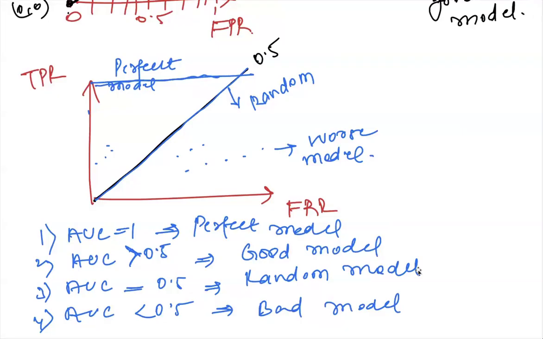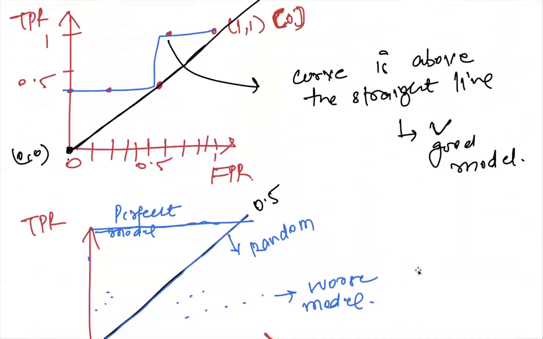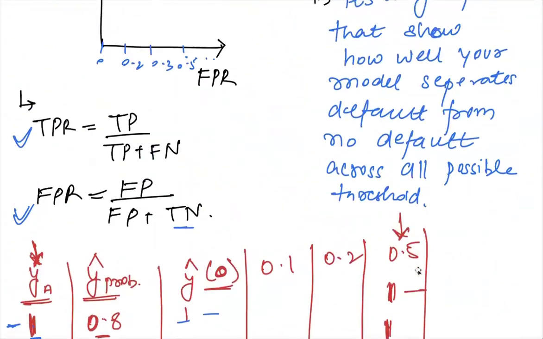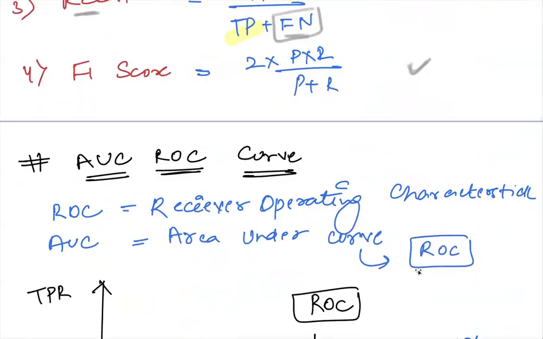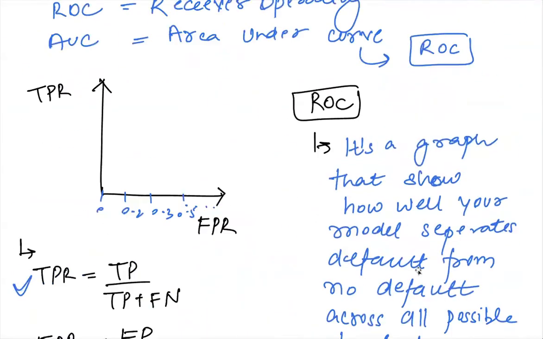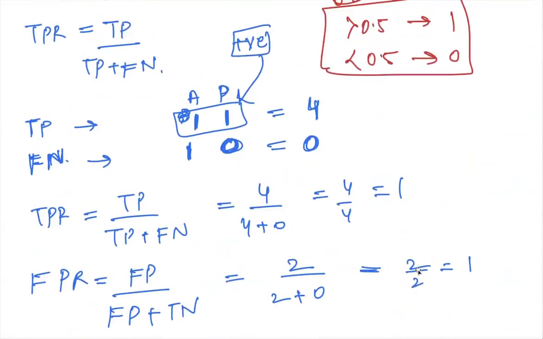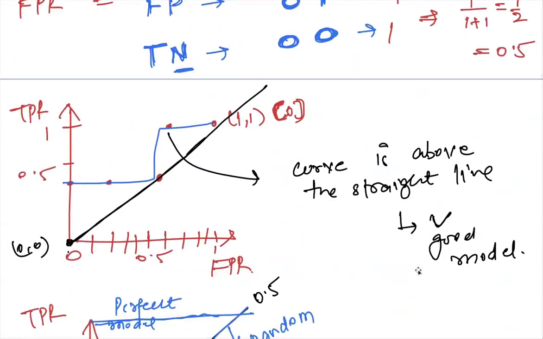So what is ROC? ROC is receiver operating characteristics. It is a graph between the true positive rate and false positive rate at different thresholds. At different thresholds you calculate your true positive rate and your false positive rate, and accordingly you build this AUC ROC curve.